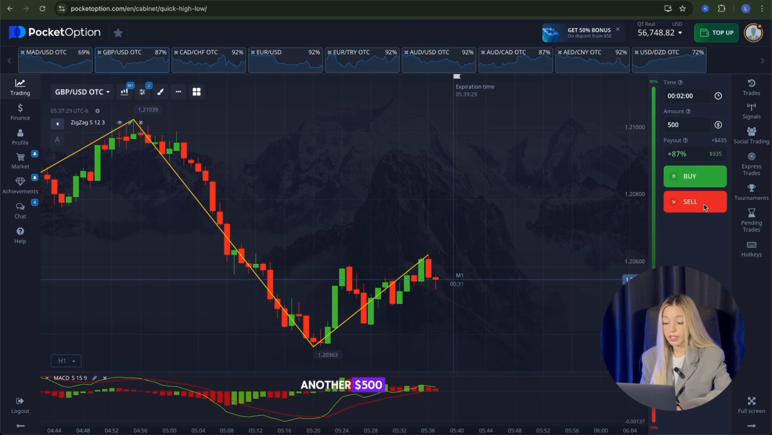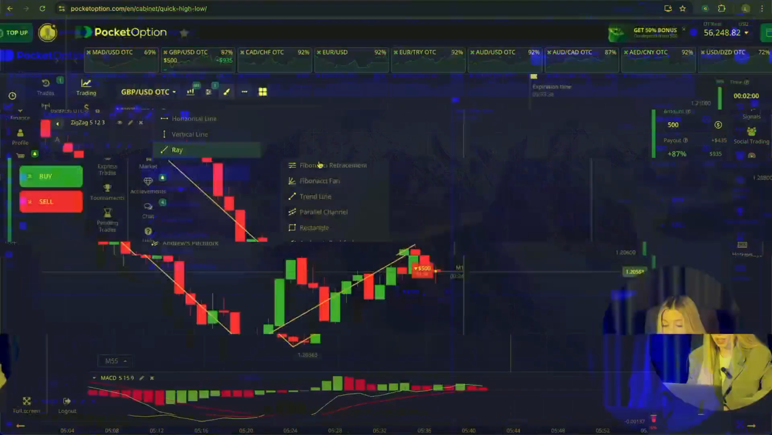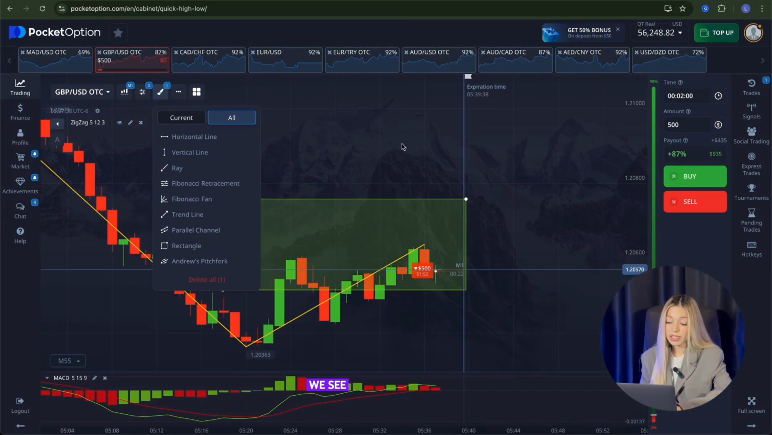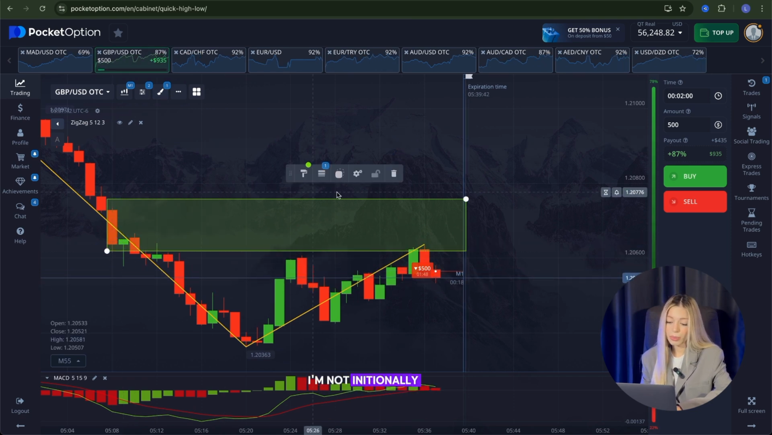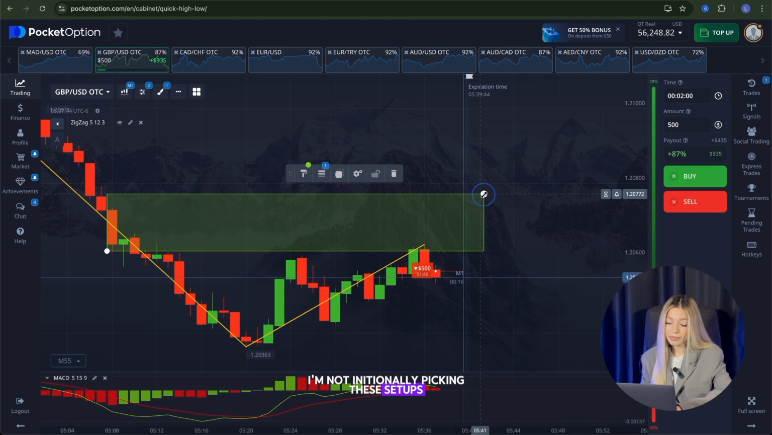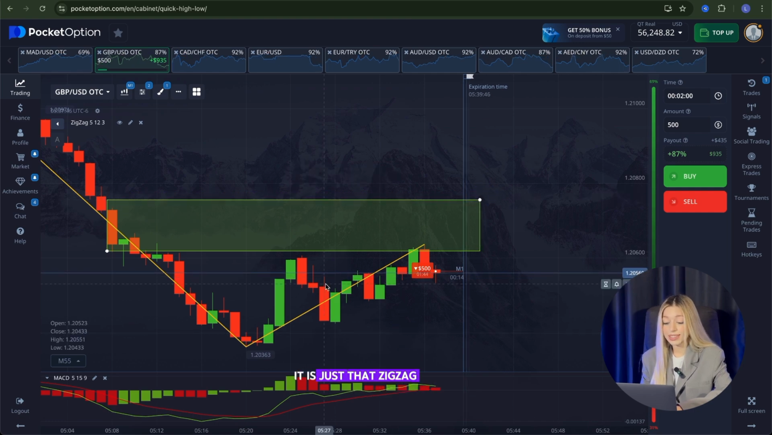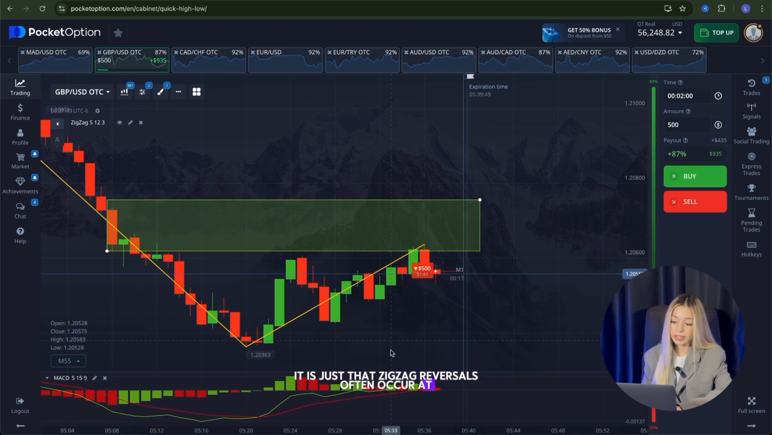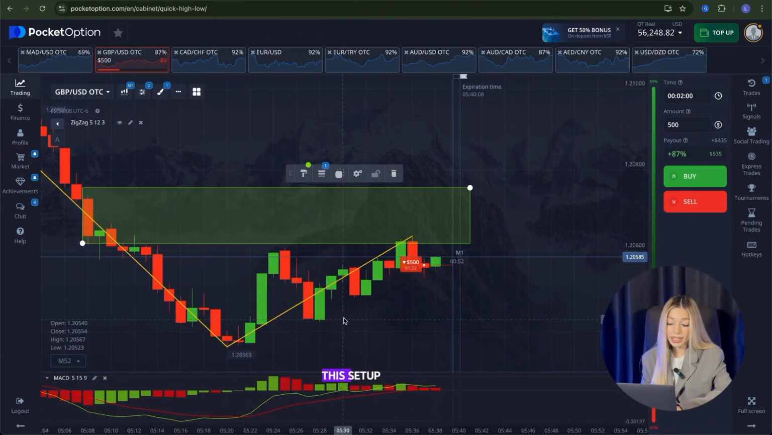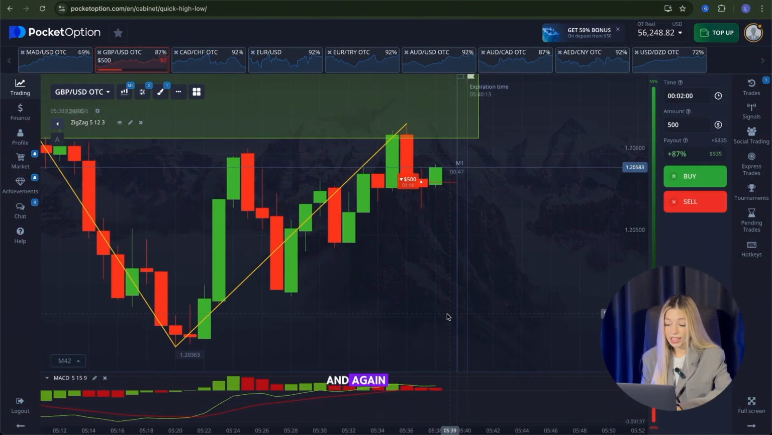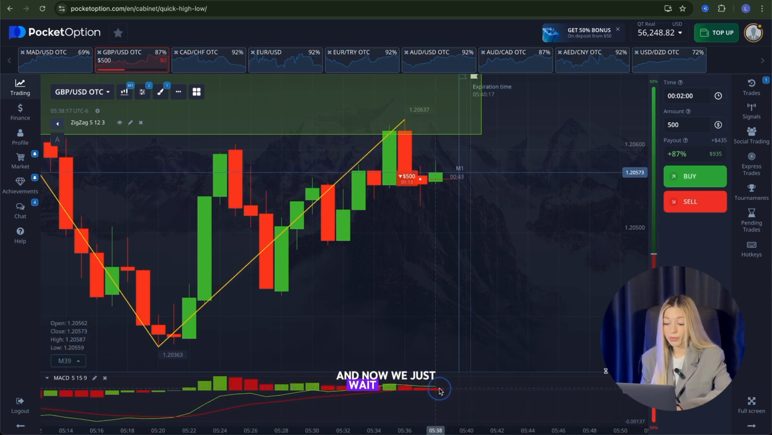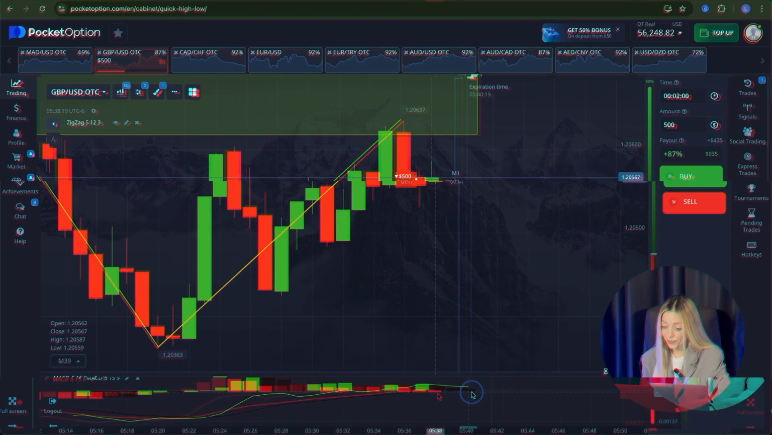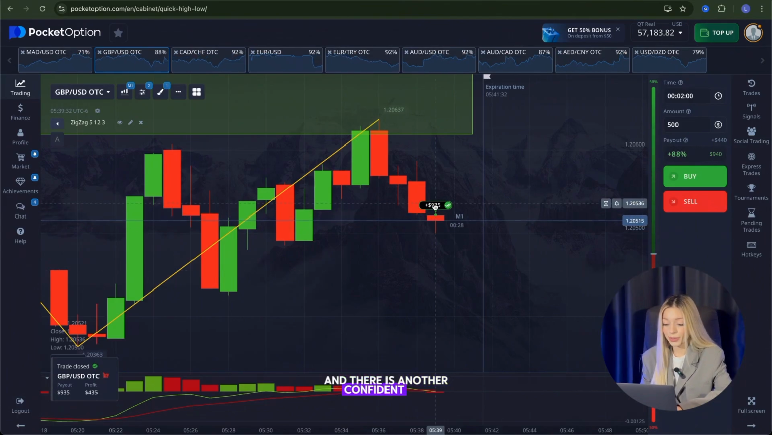Another $500 into the trade. And once again, we see a resistance level as a zigzag reversal point. I'm not initially picking these setups, it just happens that zigzag reversals often occur at key levels. Overall, the setup looks very similar to the first trade. And again, MACD and zigzag provided their signals, and now we just wait for the trade to close. And there is another confident win.